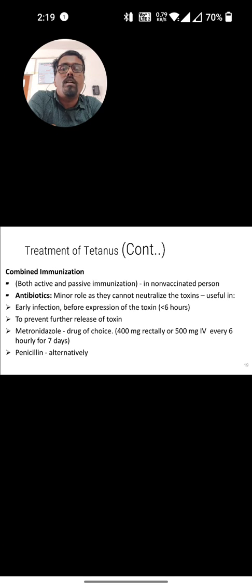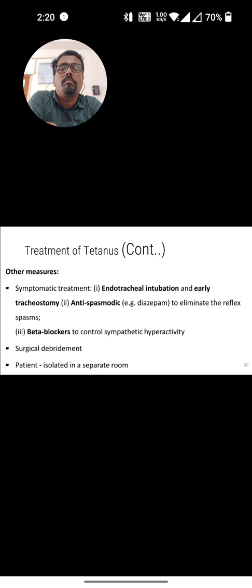Metronidazole is the drug of choice since it is an anaerobic bacterium. 400 milligram rectally or 500 milligram intravenously every 6 hourly for 7 days is recommended. Penicillin can be given as an alternative drug of choice.